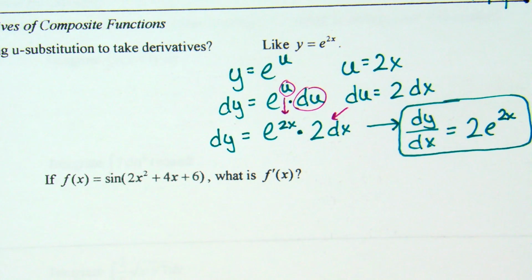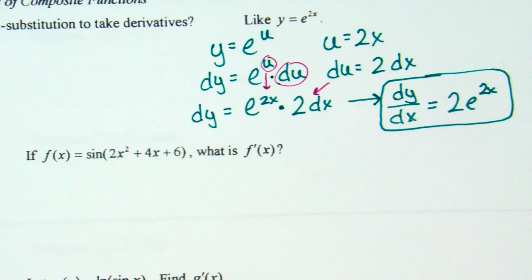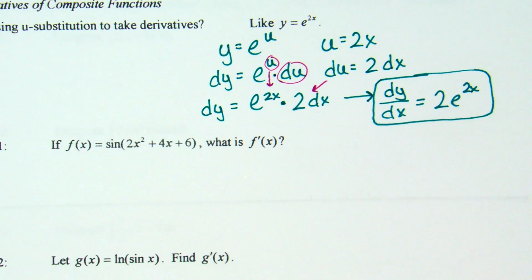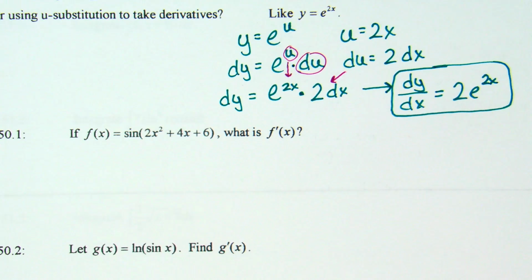So, okay, questions before we try the next one? Okay, let's look at example 1 then. If f of x equals sine of 2x squared plus 4x plus 6, what is f prime of x?